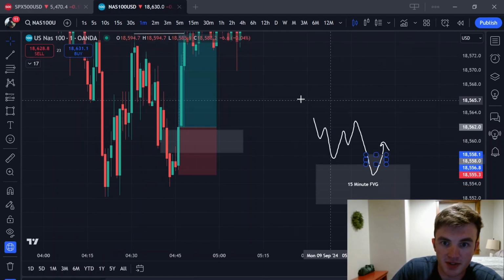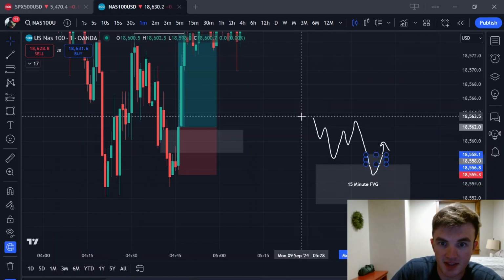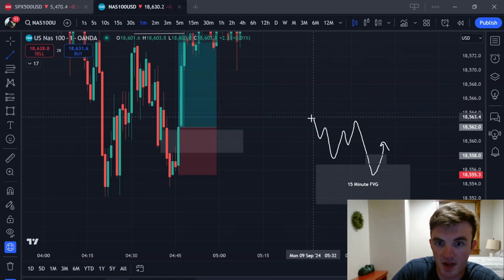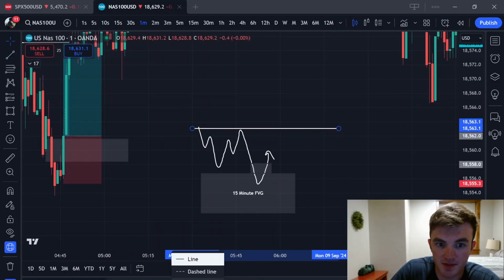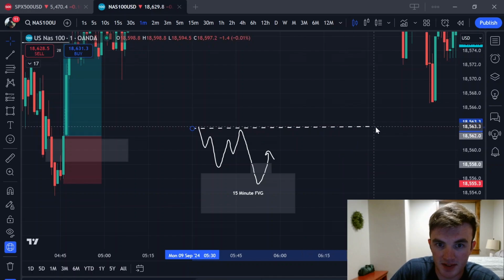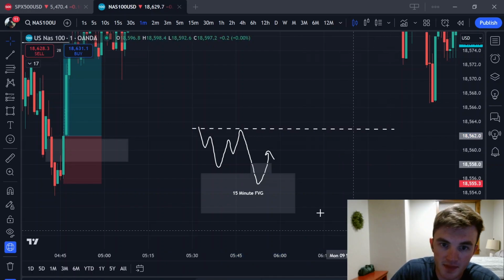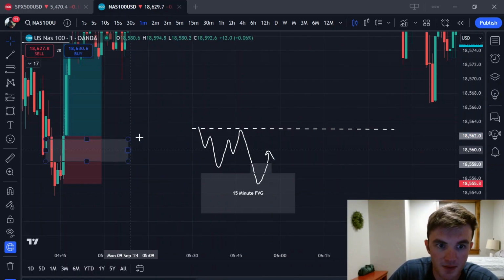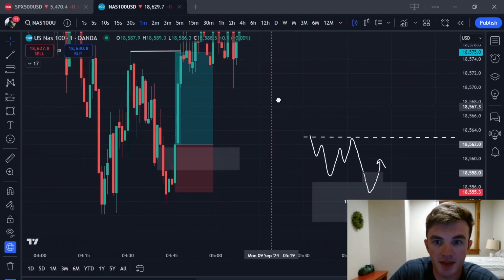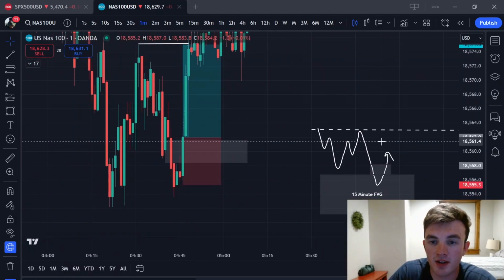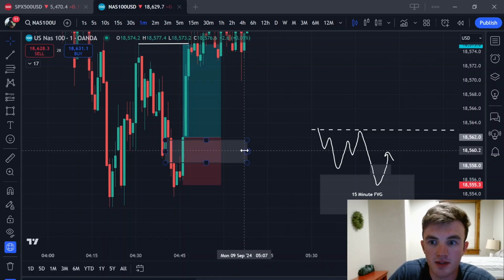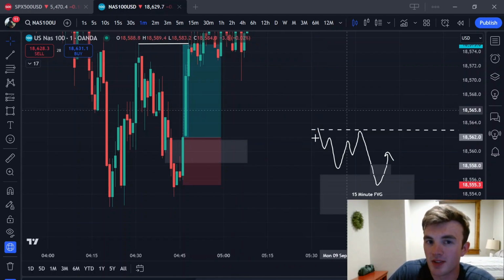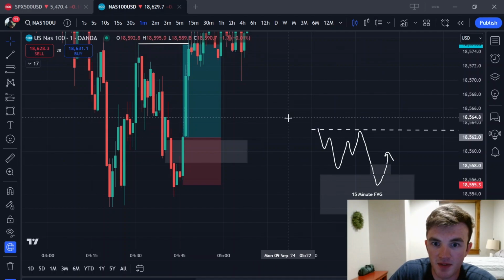You want a clear draw on liquidity. So let's say that these were equal highs, right? You would target these equal highs. Equal highs are a super good target. Do not long if there's equal highs below, and don't short if there's equal highs above.